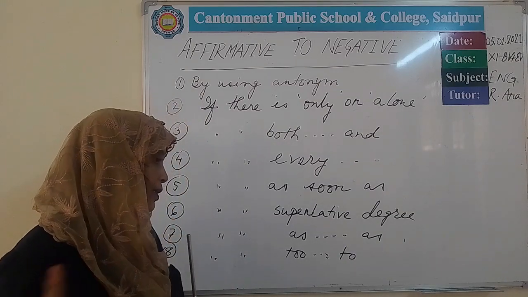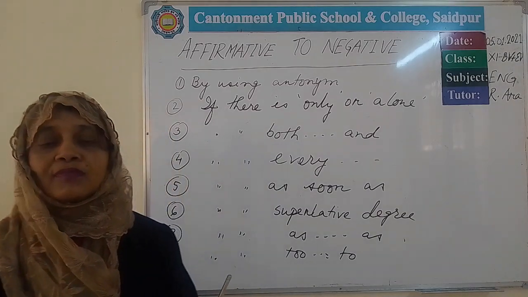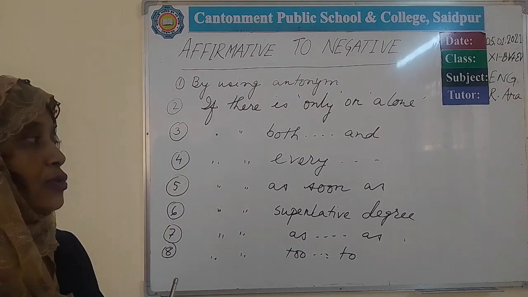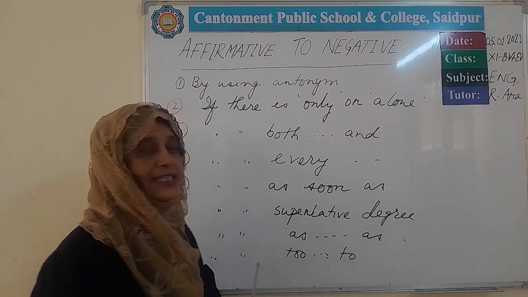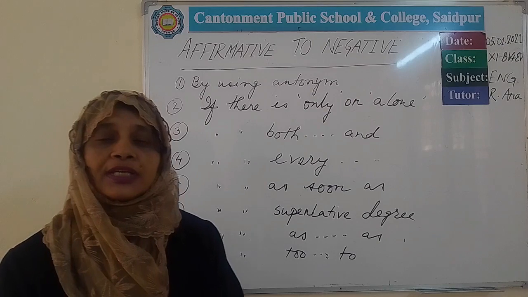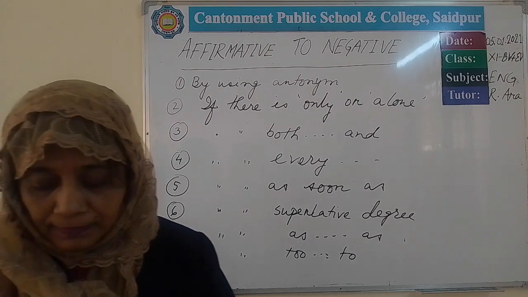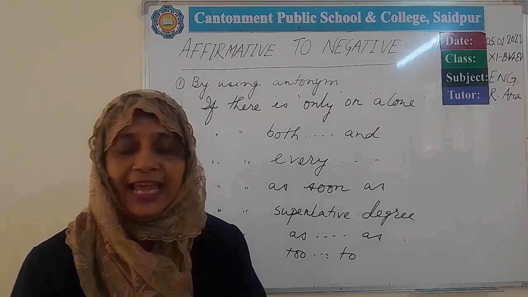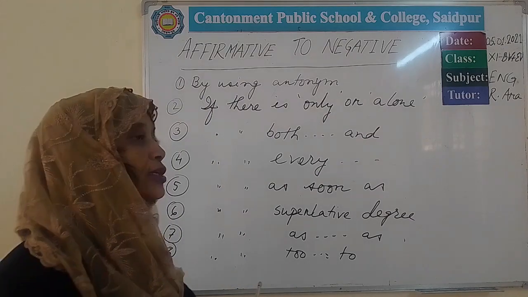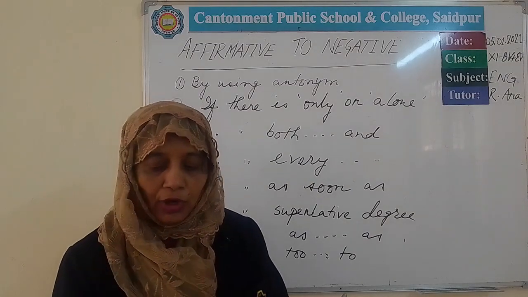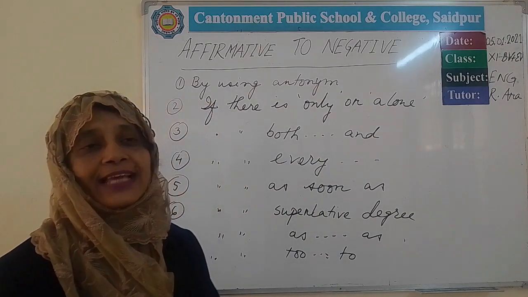And another one, that is as we find in positive degree. Just like Karim is as good as Rohim. Here, for this as and as, we turn it into comparative degree by using, for the first one, not less. We are to use here not less. Just like Karim is as good as Rohim. Here we are to use the sentence Karim is not less good than Rohim. So, for negative we use here not less and then.